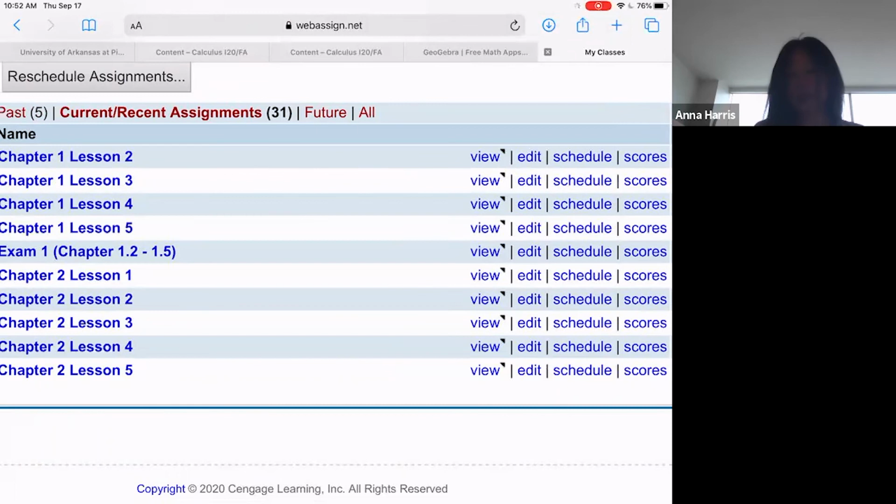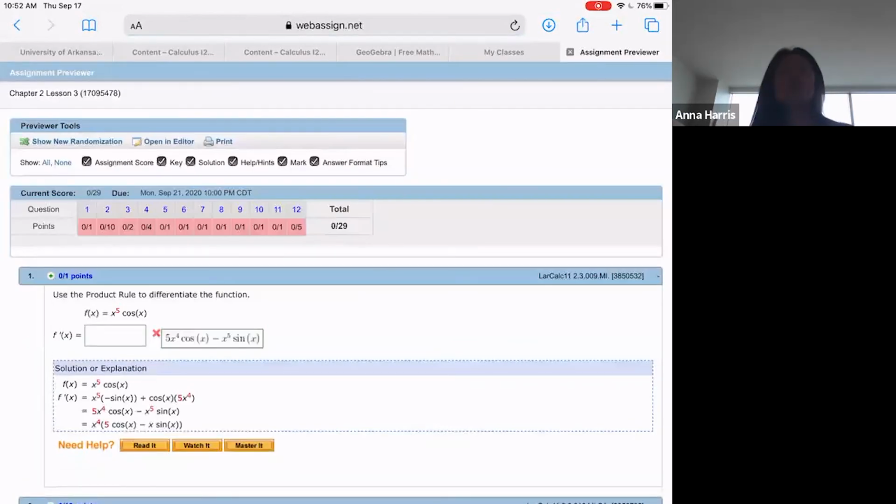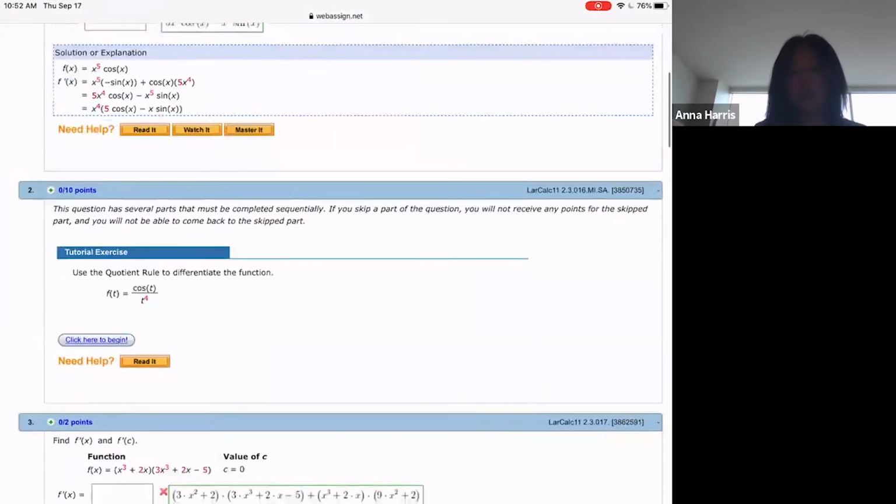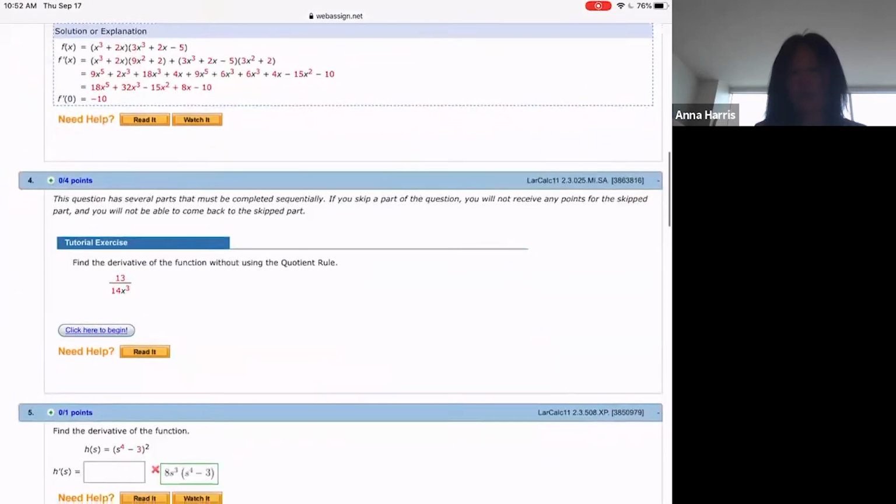Let's look at a problem from lesson 3, because lesson 3 has a complicated problem. You have the product rule and the quotient rule. Let's practice the quotient rule. I feel like we haven't done enough quotient rule.